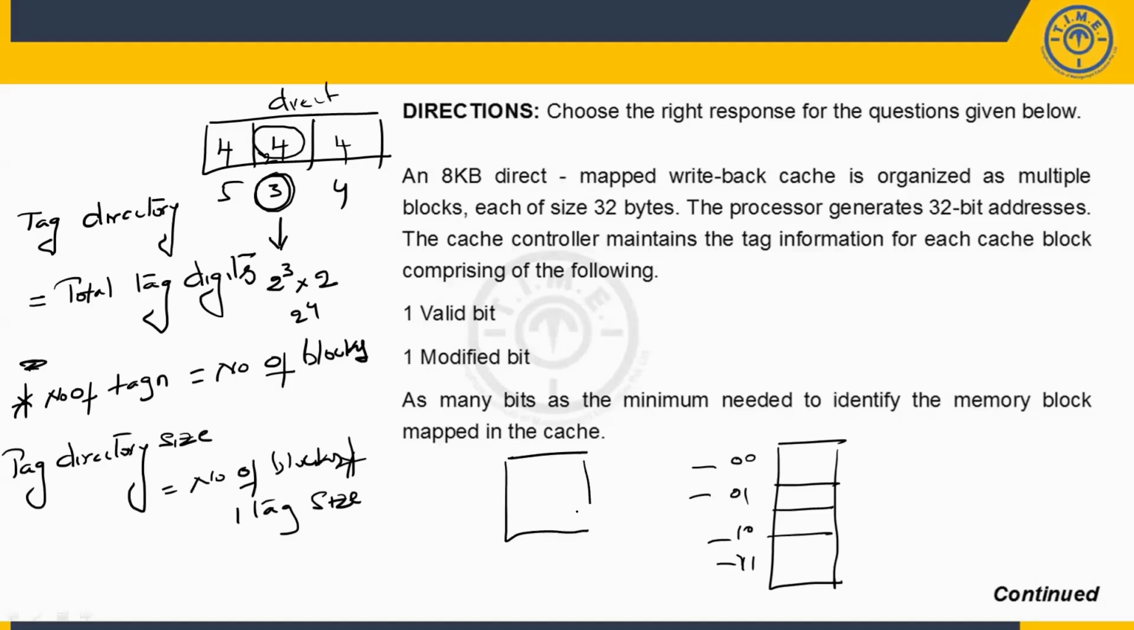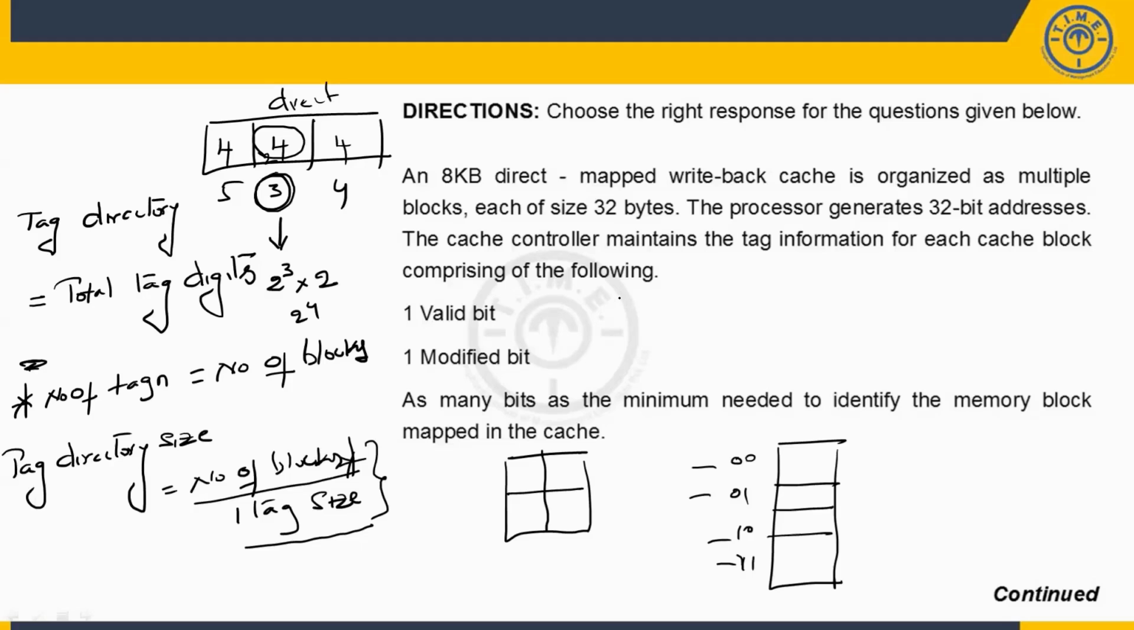Number of sets only will be reduced to 2. Each set is of, again, 2 blocks. So you just need to remember this. Number of blocks will never change under any circumstances. So here, what is the tag directory size? Number of blocks into one tag size. The rule will be applicable and remain the same for every associativity. And we also need to remember that the number of blocks is never going to get changed. Okay, so let us take the details.